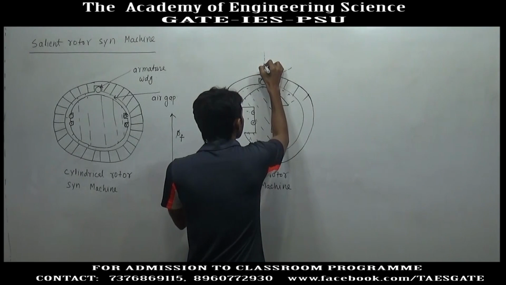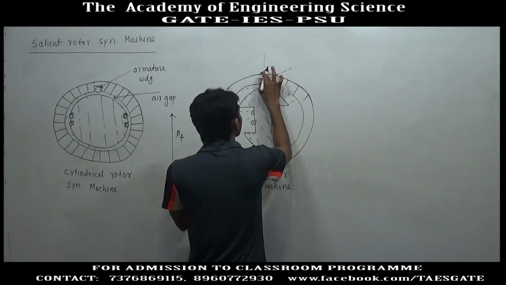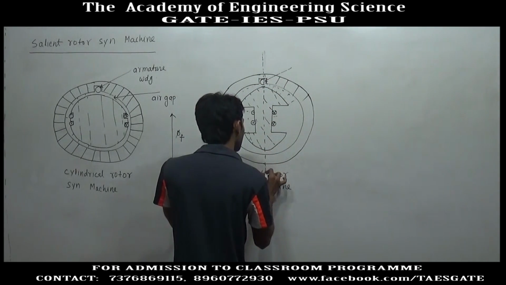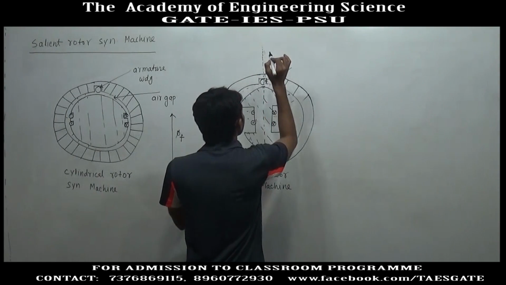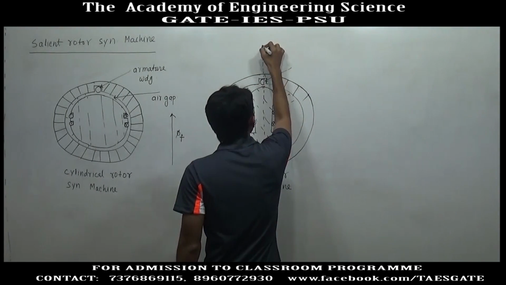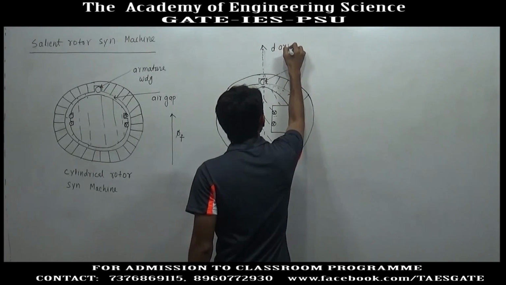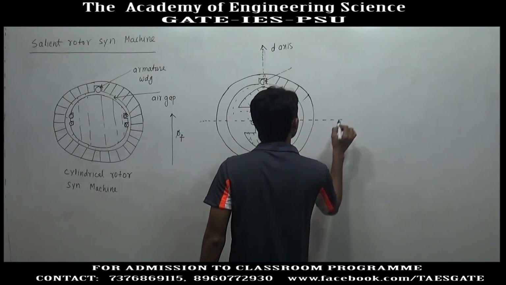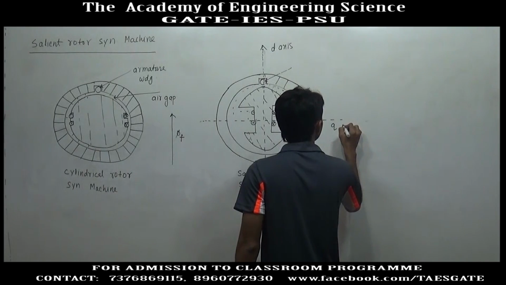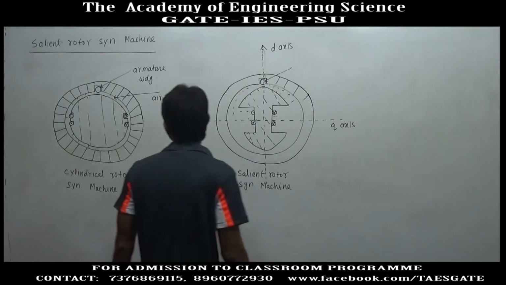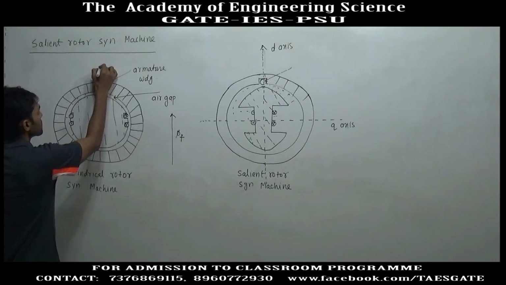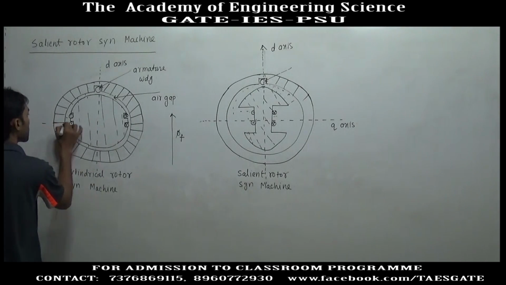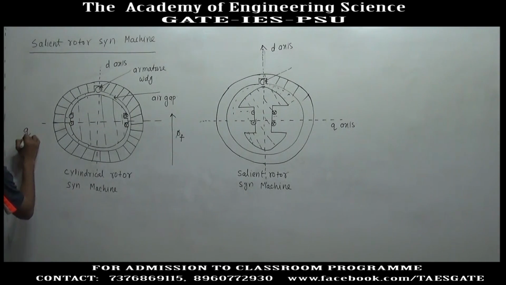In the direction of field flux, we will define an axis. In this direction the field flux is maximum. So to this axis we will define this as the D axis, and perpendicular to the D axis, this axis will be the Q axis. Here also this is the direction of field flux, so this is the D axis, and this is the Q axis.